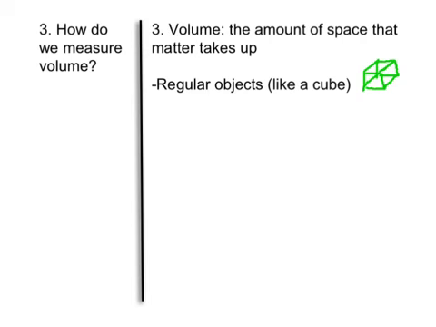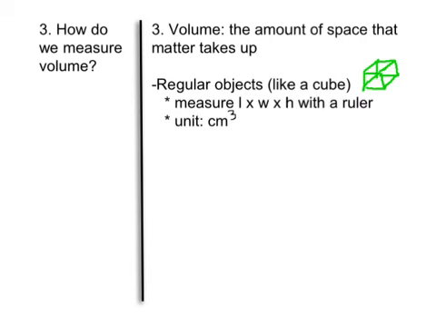Okay, so for example, if we have the cube, like a sugar cube, ice cube, or something like that, we can measure the length and width and the height using a ruler, and then we can multiply those together to get the volume. So that's how you would do it if you had regular kind of objects. Okay, so again, if you had a cube, you measure the length times the width times the height with a ruler. You multiply them all together and you get the volume of that object.